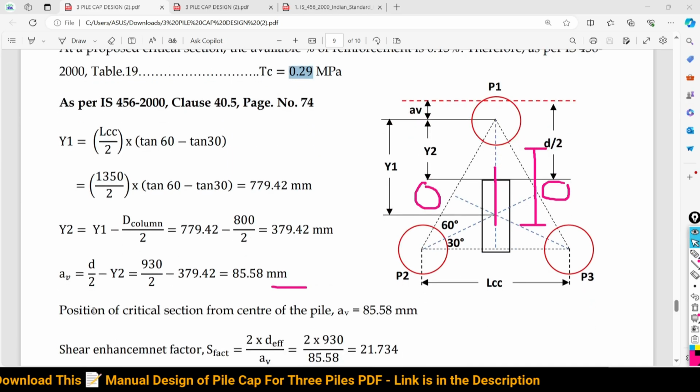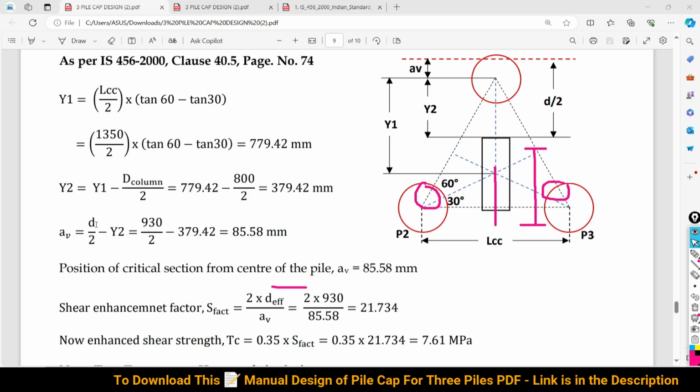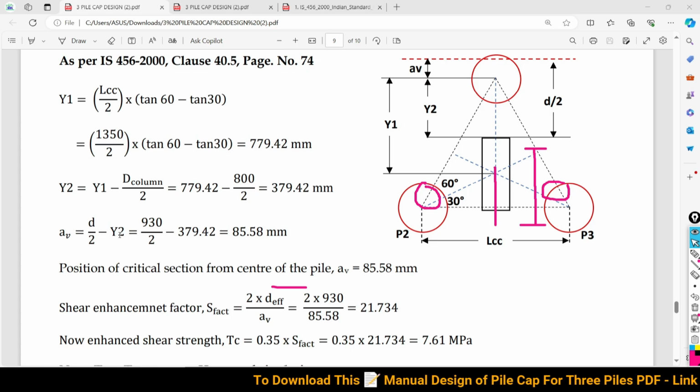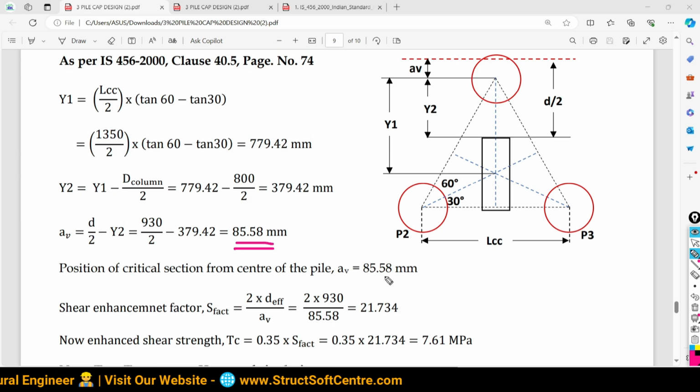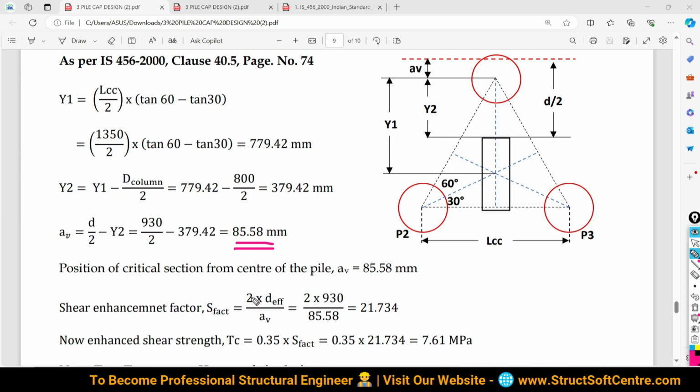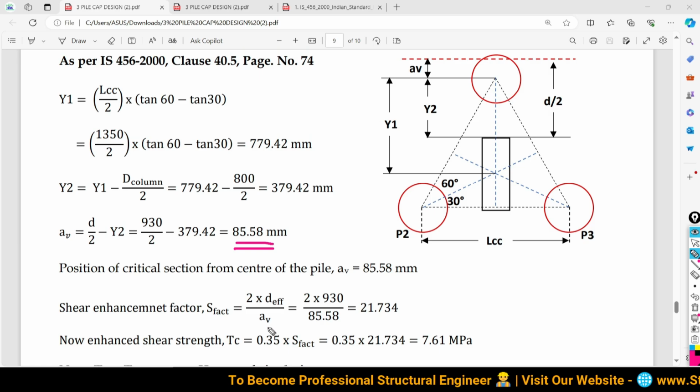So finally, AV will equal the effective depth of the pile cap divided by 2 minus y2, 930 divided by 2 minus 379.42. After doing all this calculation, we get the value of AV as 85.58 mm. So the position of the critical section from the center of the pile is 85.58. Now the shear enhancement factor is going to become 2 times D effective divided by AV.